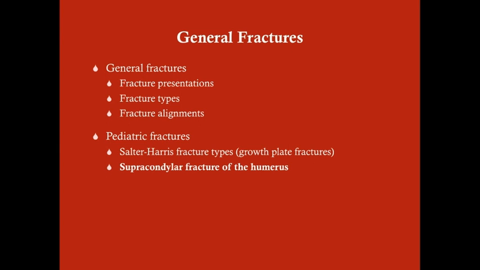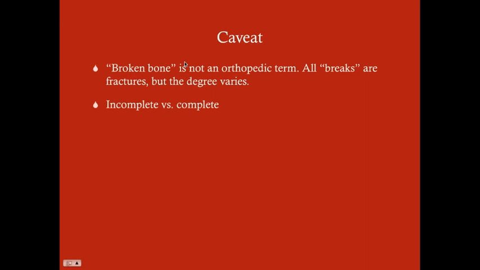The pediatric fractures, we'll talk about, are going to be focused mainly on growth plate fractures, which of course ossify once we reach skeletal maturity. And then we'll talk about the supracondylar fracture of the humerus, which is a particular fracture we see in children as opposed to adults that has some significant implications, and it comes up really commonly on the USMLE. But for this set of slides, we're only going to be talking about the general fractures.